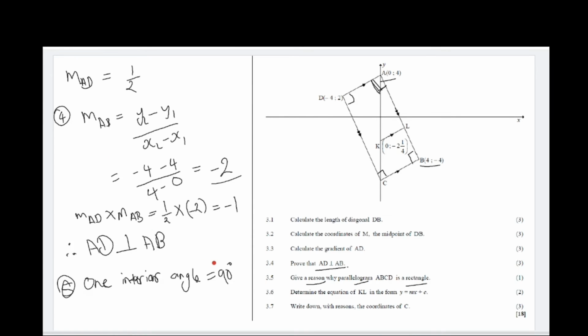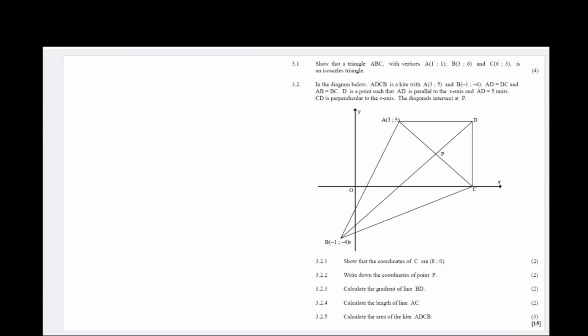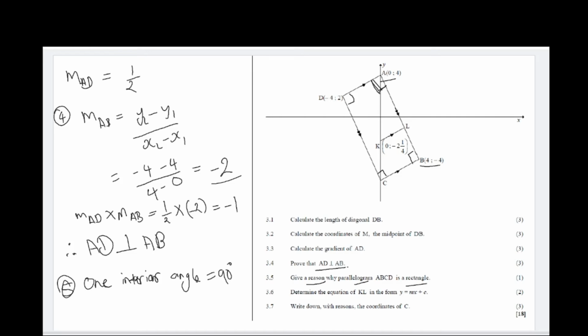Ladies, I'm moving on to the next question. The next question is to calculate the equation of a straight line, and they gave us the form to write it in. Okay, you guys have answers. Which question is it? Yeah, number 6. The equation of KL.